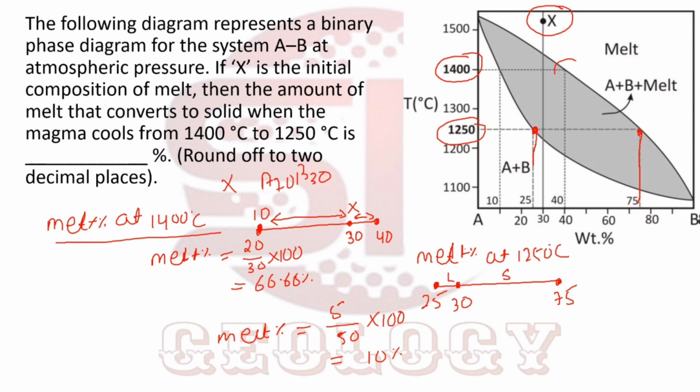So at this point melt was 66.6%, at this point melt was 10%. So the melt that was lost from this point to this point will be converted to solid. So it will be 66.66 minus 10, which is 56.66%. I have to round up, it will be 56.67%. 56.67% will be the answer.